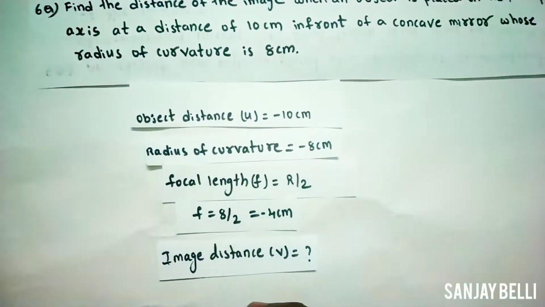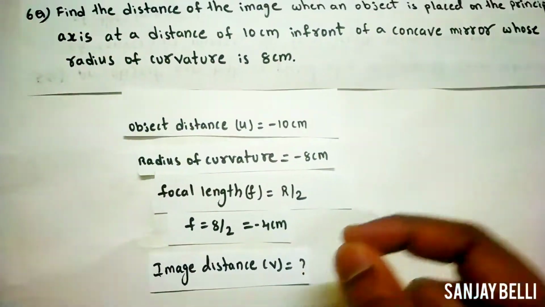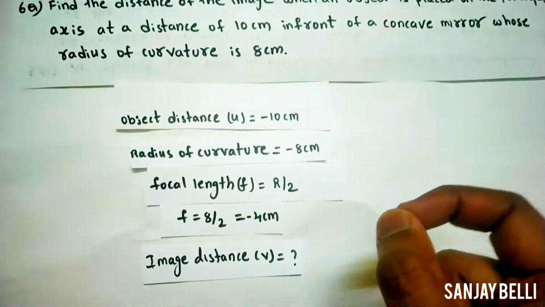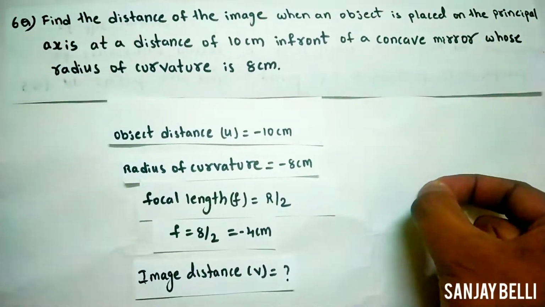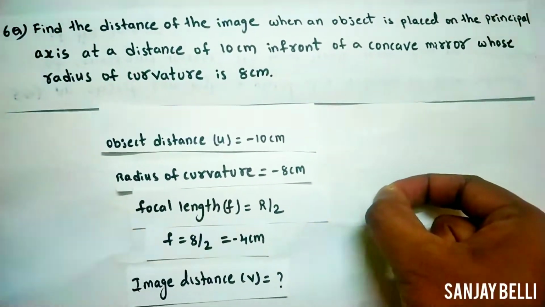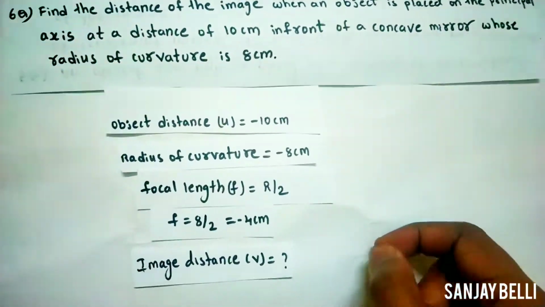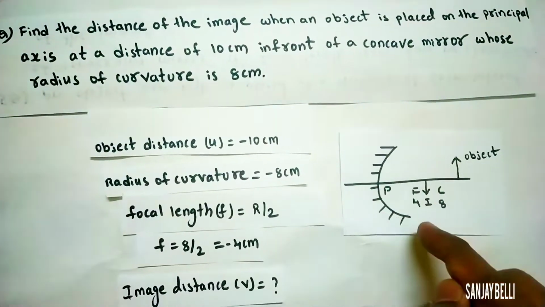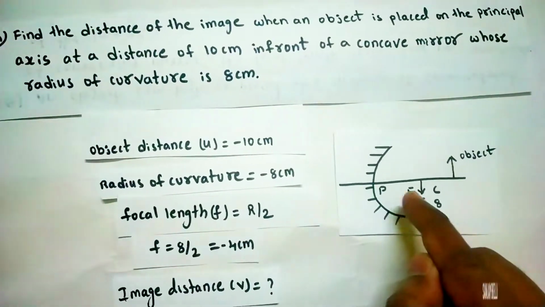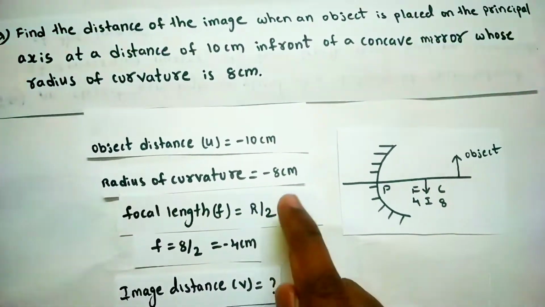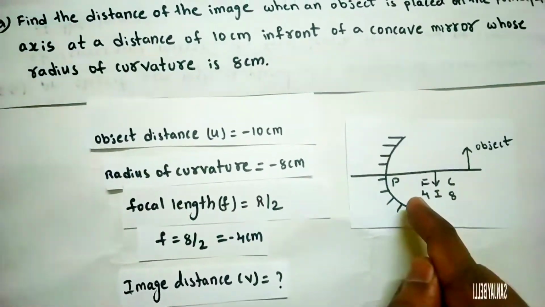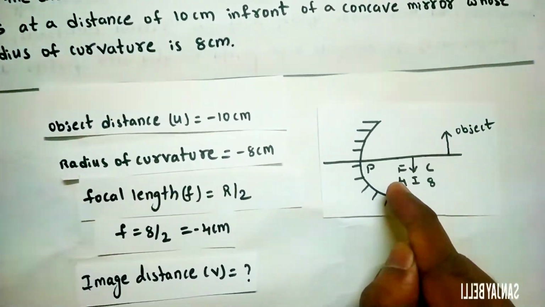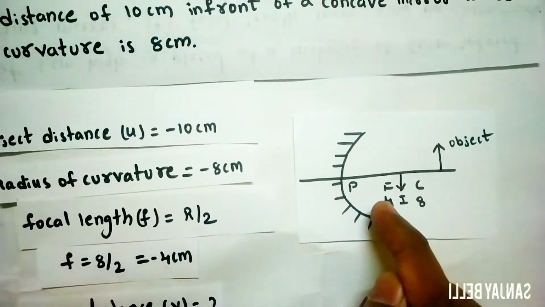Before finding the image distance, we have to draw the rough diagram. Why? Because we have to locate where the object was placed in front of the concave mirror and where the image should be obtained. Here you can see this is your concave mirror with P, F and C. Radius of curvature 8 was given. Half of the radius of curvature will be focal length, so your focal length will be 4 centimeters.